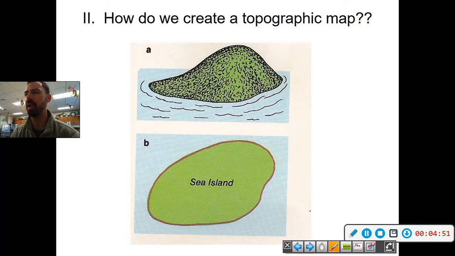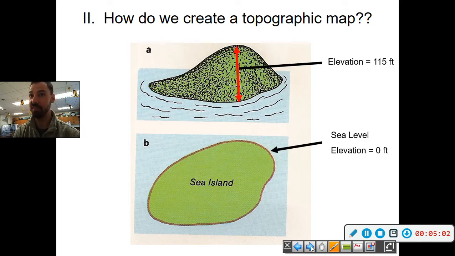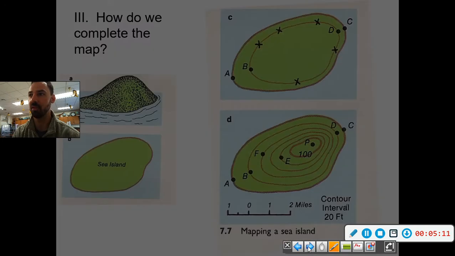Okay, how are they created? All right, well, obviously a sea island is the easiest thing to think of when creating a contour map, because the outer part of it is touching the ocean, so sea level is reached. So that's going to be 0 feet. Okay, so that first line is easy to draw, figuring out sea level, 0 feet.